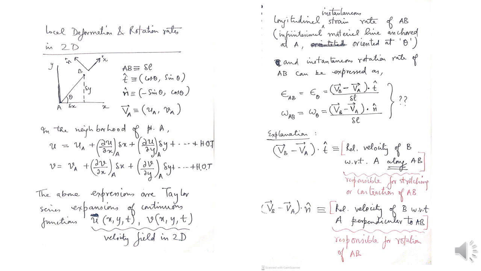I've already told you what VB minus VA dot T and VB minus VA dot N are, so the explanation is written right at the bottom right side of the slide. So this completes what we set out for. The objective was to arrive at some mathematical relations for deformation and rotation rates in 2 dimensions.